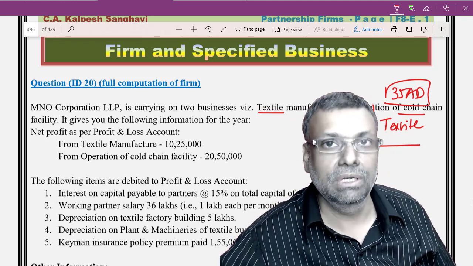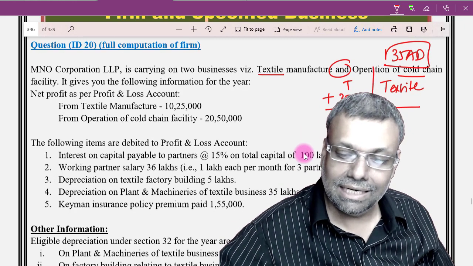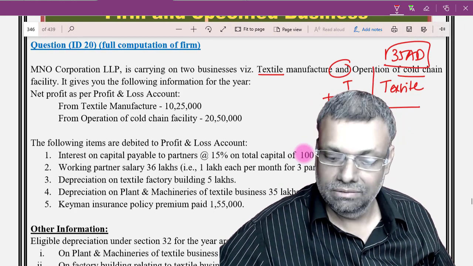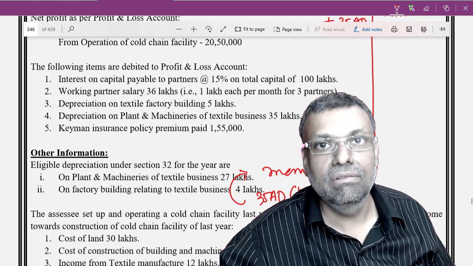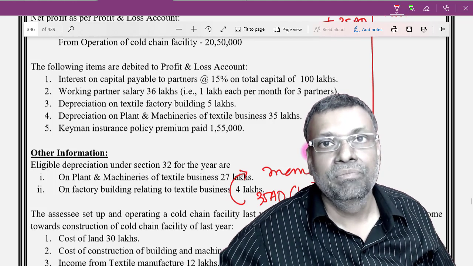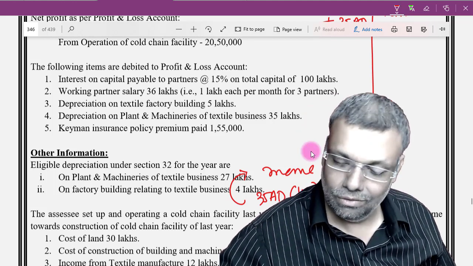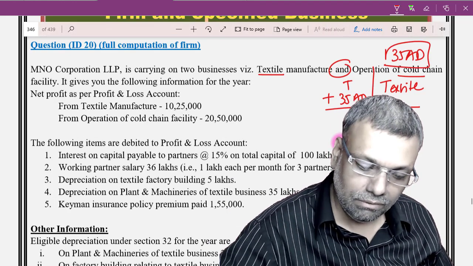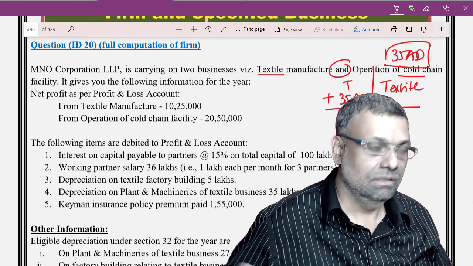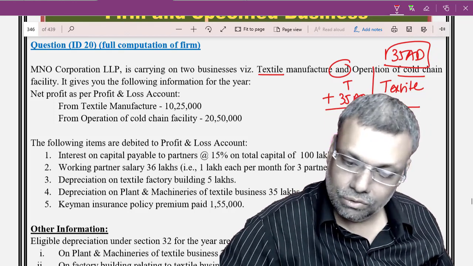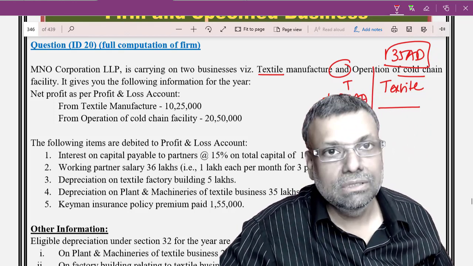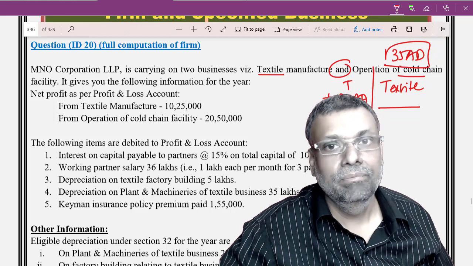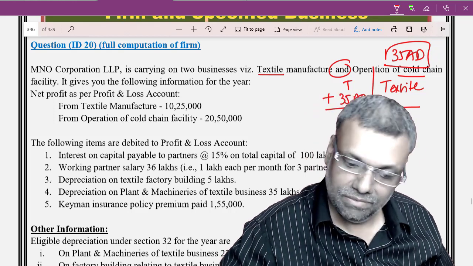That decision I'll have to take separately. That's the reason in the second column I'll put the textile numbers, just to separate 35 AD and textile income. I would like to do it like that. So let's start with the total figures straight away. This methodology, once you have understood, textile plus 35 AD, and textile I'll keep separately.